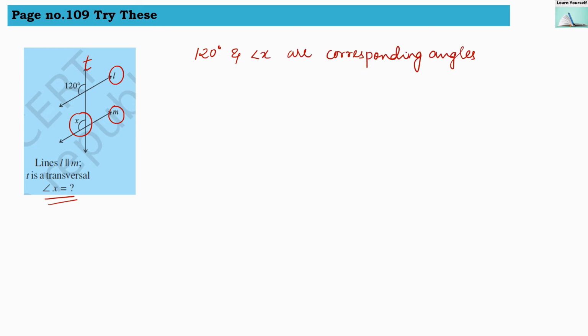Another example is line L is parallel to M. So this is our line L, this is M, they both are parallel and T is the transversal over here. What will be the angle X? This is angle X and that we have to find out. As you can see, 120 degrees and angle X are both corresponding angles. And that's why their measures are the same, they are equal. So angle X equals 120 degrees because L is parallel to M and they are corresponding angles.